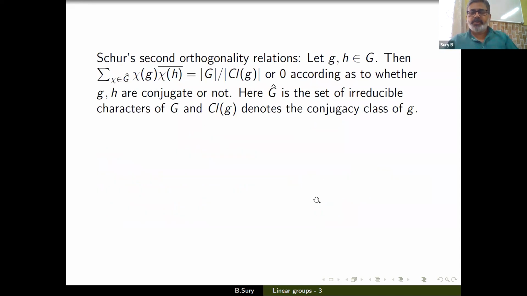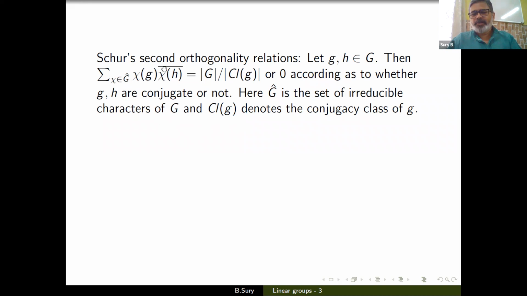The second one is the other way, think of it like rows and columns. Instead of fixing representations, you fix two elements. Earlier the representations were fixed and you were summing over elements of G. Now fix two elements of G and sum over representations, so to say. What are you summing over? G hat is the set of all irreducible characters, that is, characters of irreducible representations. You sum over that, and this relation holds.